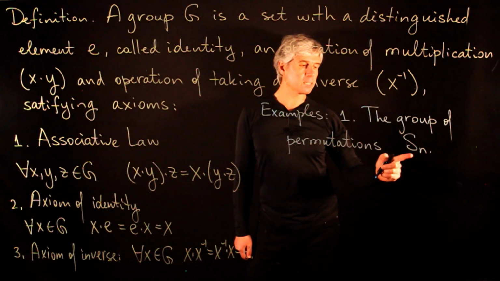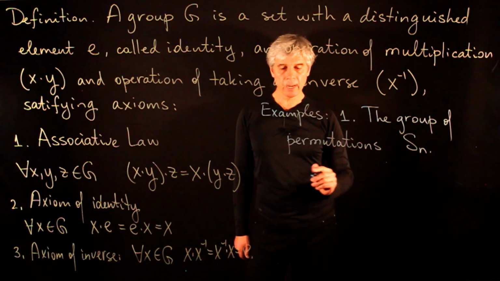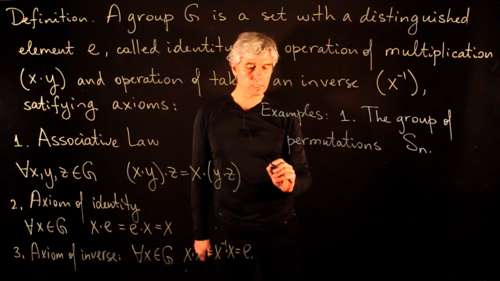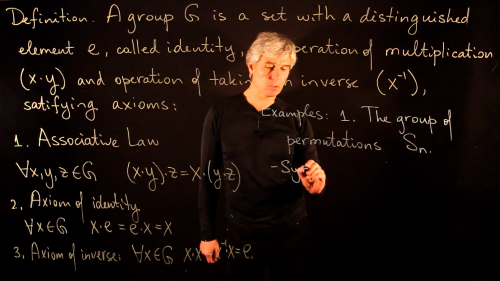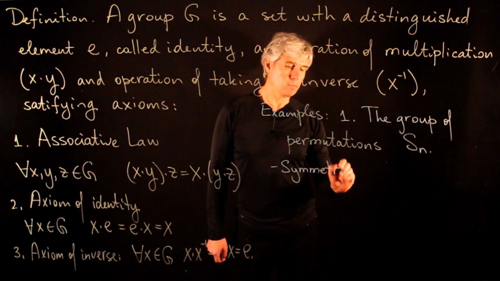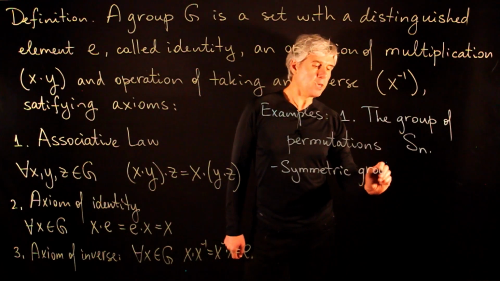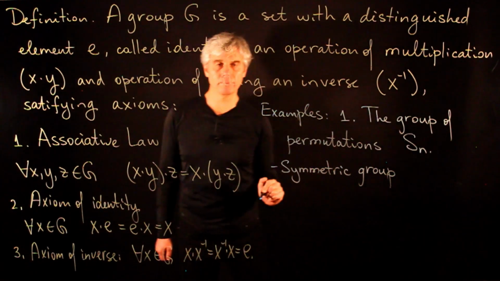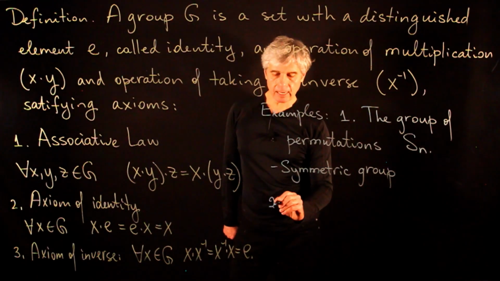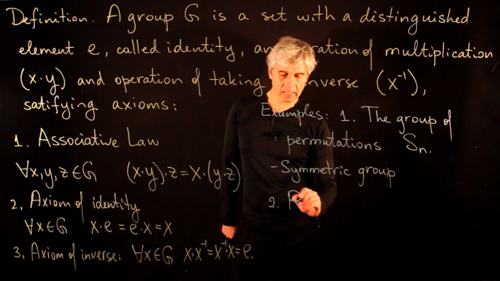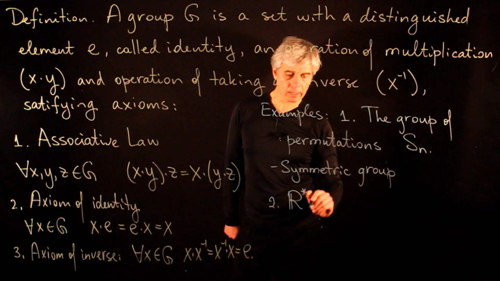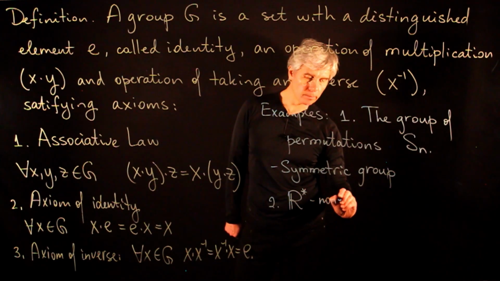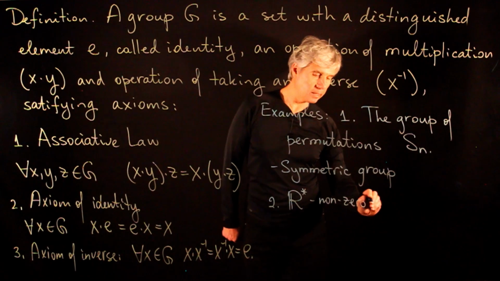So this tells us that Sn is a group, and the name for this group is called symmetric group. And thus the notation Sn. So S stands for symmetric. The second example is let's take the set R star. So these are non-zero real numbers.